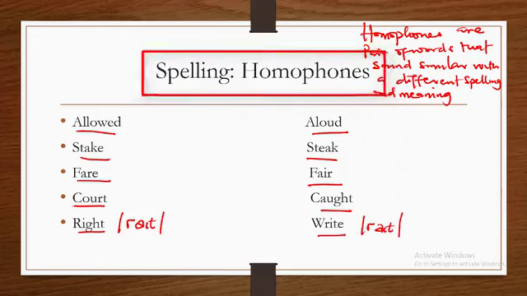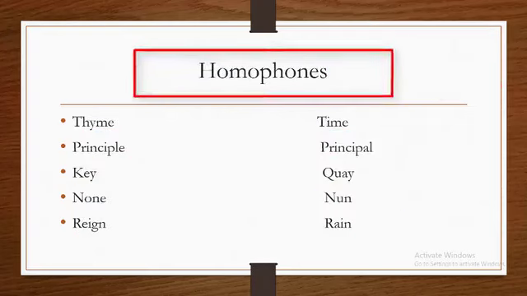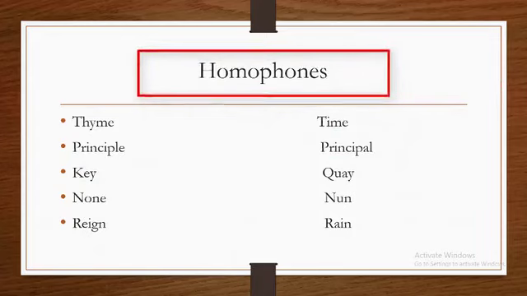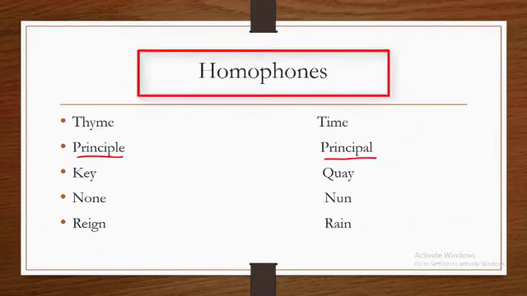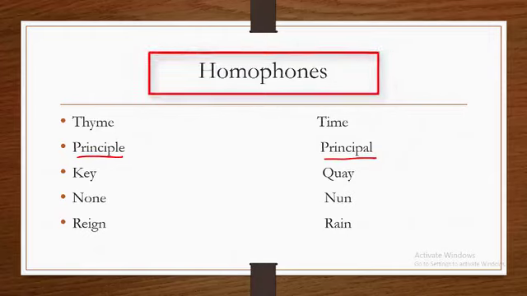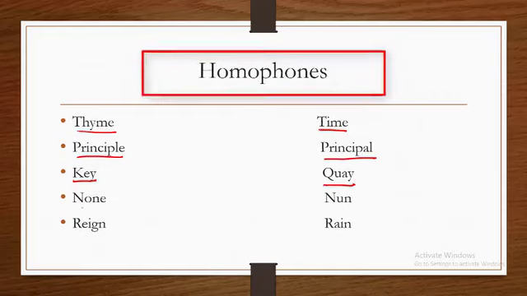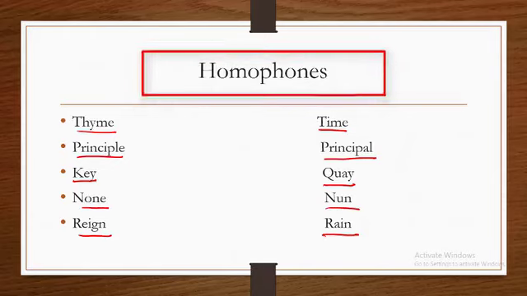In the dictionary, this is what you find there, right? So we have time too, time. Okay, time. Then the same thing, the word principle. Principle here is pronounced, this is not principal, this is principle. They are pronounced the same way, but their spelling differs and their meaning also differs. Then we have key. This is not que, it's key. Then this is none, and this is also none. This is rain, and this is also rain.